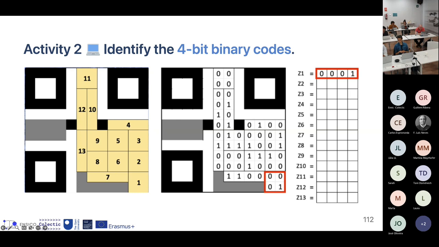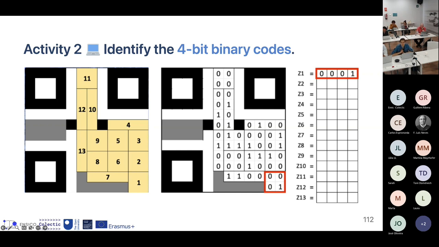The first one is asking you about zone 4. So you should select the binary code corresponding to zone 4. Then you should select the binary code corresponding to zone 9. And finally, the binary code corresponding to zone 10. Okay. All right. So we have again 4 answers, and they're all correct. Great class. So let's move on.